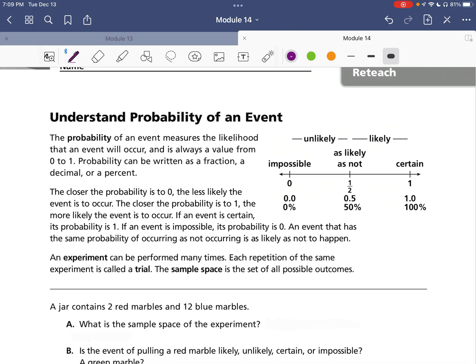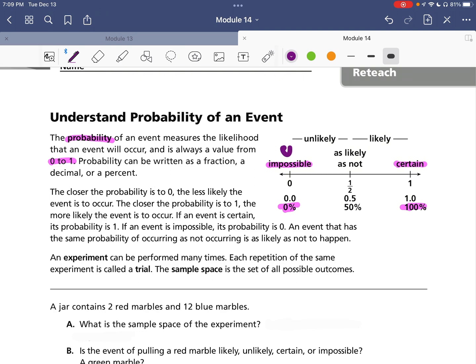So here we have some vocabulary. The probability of an event measures the likelihood that an event will occur and is always a value from 0 to 1, which is like that 0% to 100%. 100% being it will happen, very, very likely, 100% chance will happen, down to 0%, which is impossible, it cannot happen.